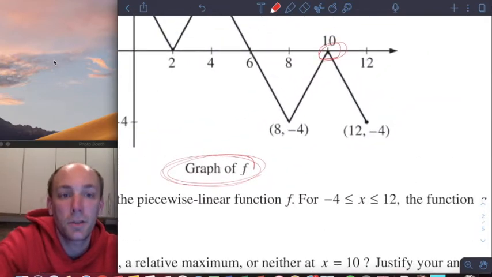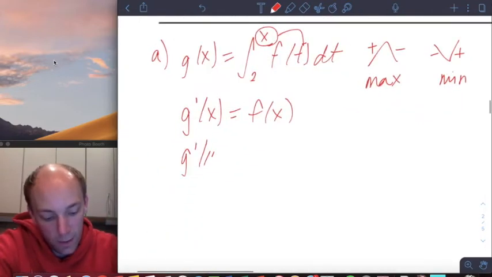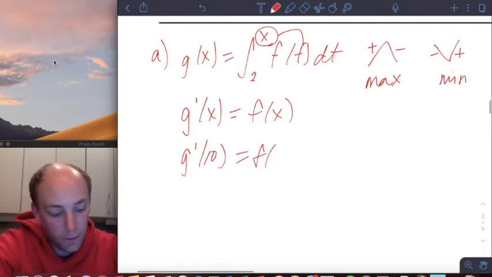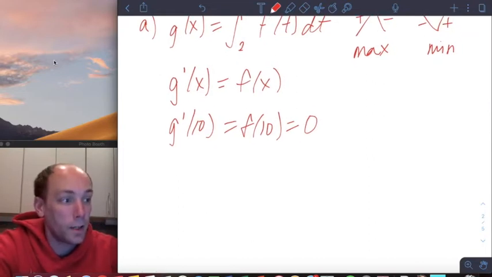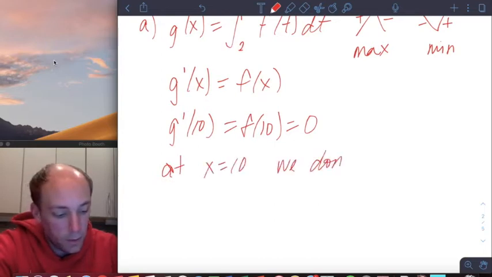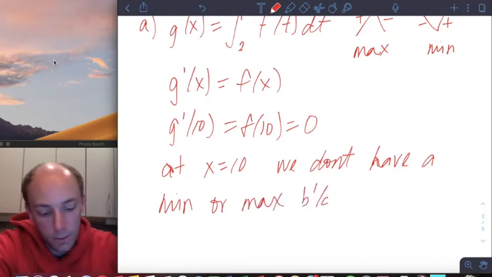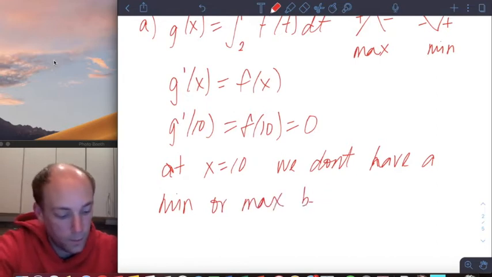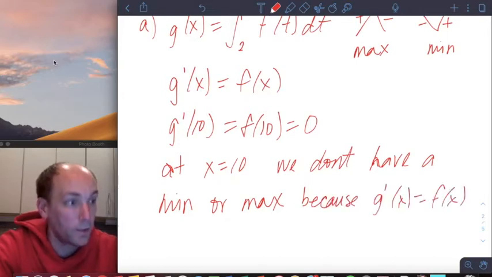does f change signs? So g prime of 10 equals f of x, or equals f of 10. Yeah, that equals 0, but I don't change signs, right? So I would say that at x equals 10, we don't have a minimum or maximum because g prime of x, equaling f of x, does not change signs.